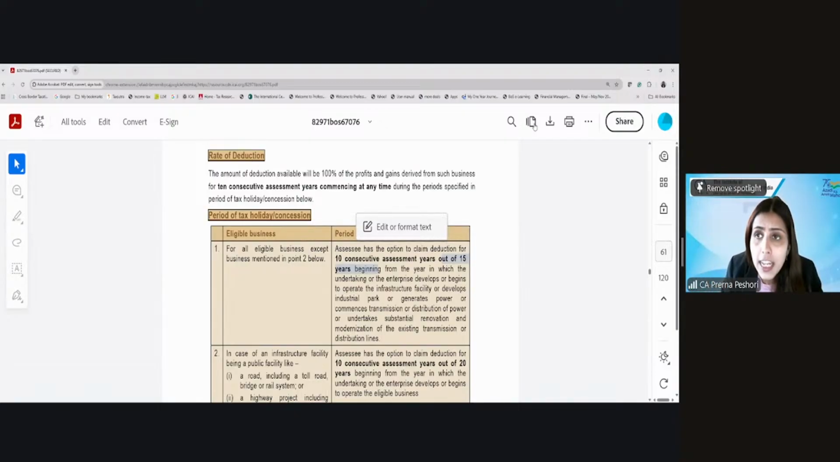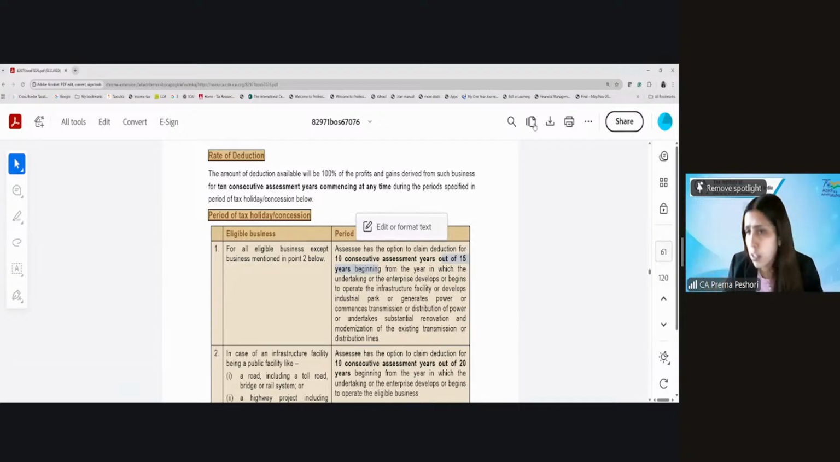However, what is the eligible period? For how many years you can claim this deduction? 10 consecutive assessment years. So you have to take all the 10 years together. Out of the 15 assessment years, for all the eligible businesses except mentioned in point 2 below. So all the eligible businesses which are there other than which are mentioned in the point 2 below, you have to claim for the out of the 15 years in the 10 consecutive assessment year, you can claim the deduction.